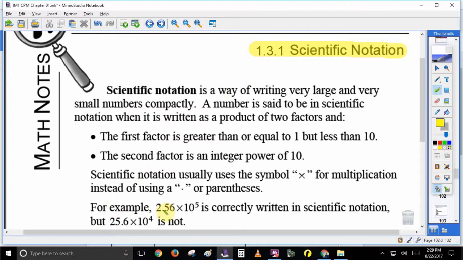For example, 2.56, see this is a number between 1 and 10, times 10 to the fifth, so that's your integer power of 10, is correctly written in scientific notation, but 25.6 times 10 to the fourth is not. All right, because the decimal needs to be moved over to behind the 2.